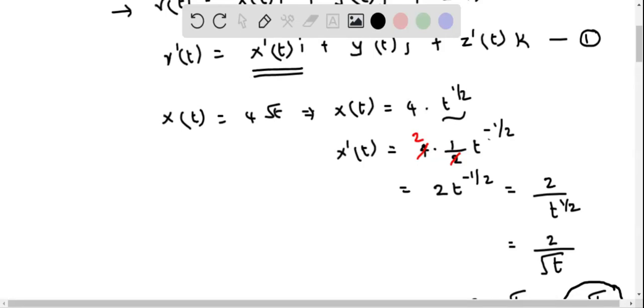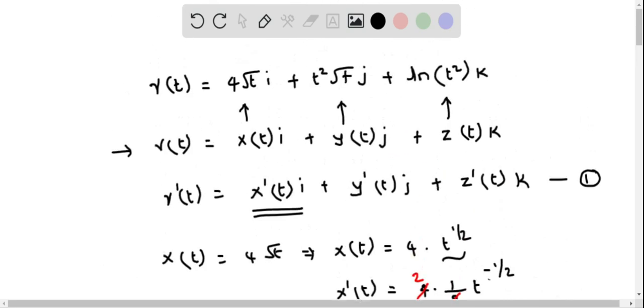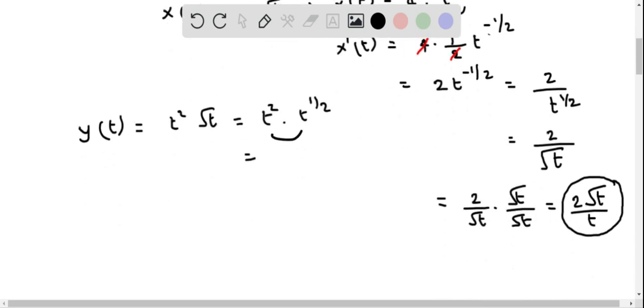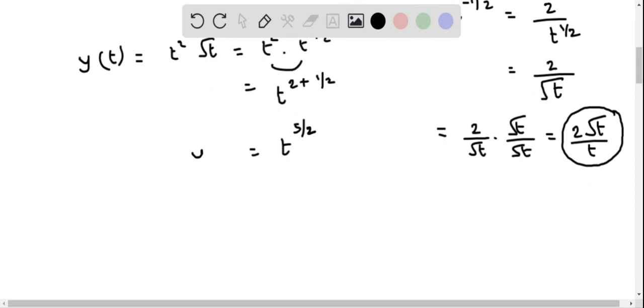Now let's determine y prime of t. So first we will copy the y of t, and this y of t equals t squared root t. So we have t squared times root t. Let's put this root t as t power 1 by 2. Now we combine these two products, t squared times t power 1 by 2. Using the exponent law, we add the powers, and so this equals t raised to the power of 2 plus half, which is 5 by 2, that is 5 halves. So this is y of t.